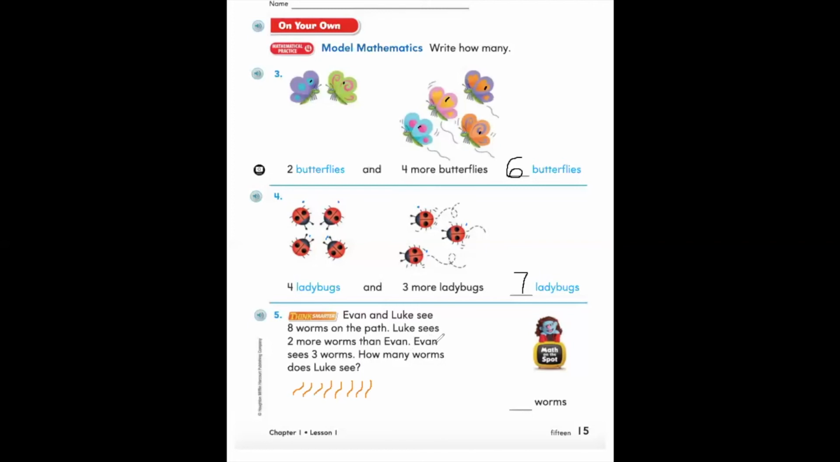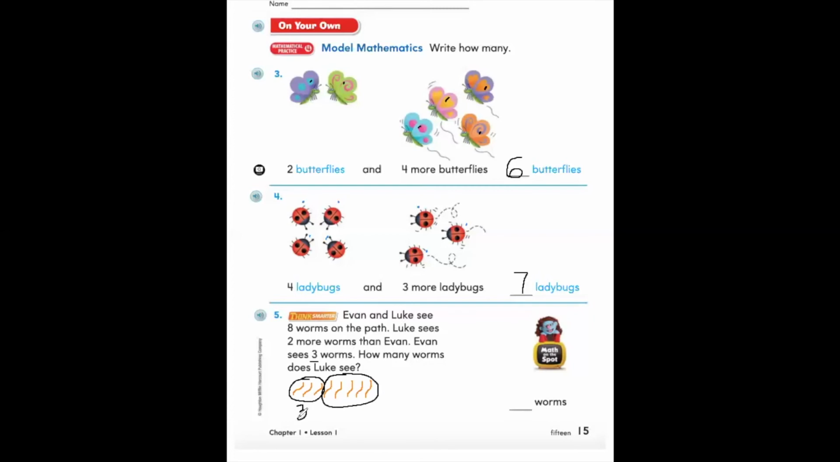The problem told us that Evan sees 3 worms. So let's group off 3 worms with a circle. These are the worms that Evan sees. It says he sees 3 worms. Now it says Luke sees 2 more worms than Evan. Let's see if these are the ones that Luke sees.